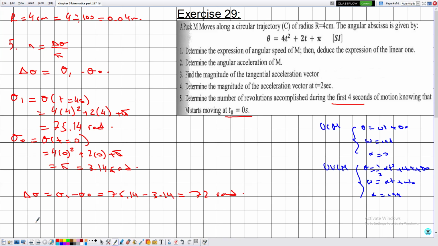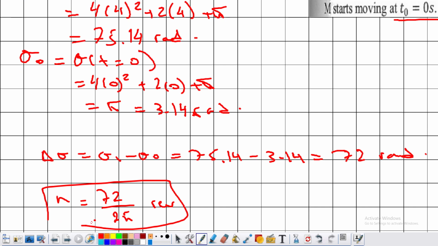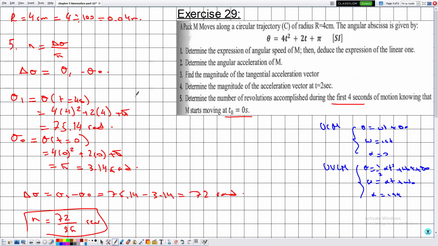Now n is equal to 72 divided by 2 pi, so this is the number of revolutions. Now if we give the decimal form of this number, this is almost equal to 11.45 revolutions, which is 11 revolutions. Okay, so it doesn't reach a 12, it doesn't complete a 12th revolution.